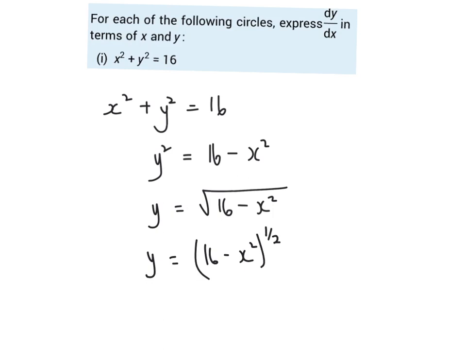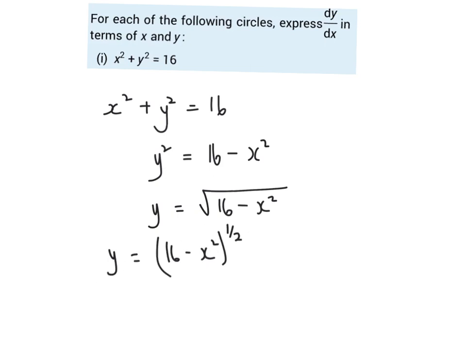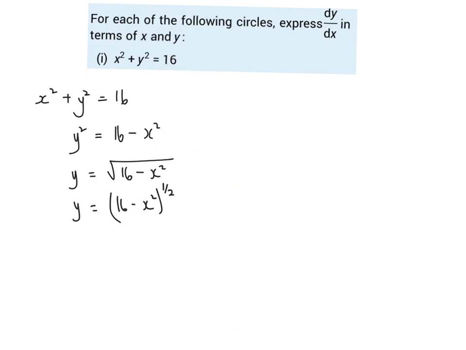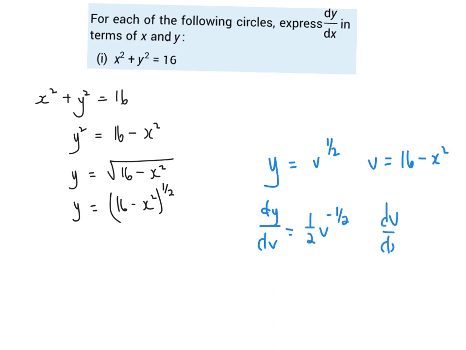Now, this method is fine for an equation like this, where we didn't have any 2x and 2y, it was just a nice simple equation. But now that we have this, we're just going to use our chain rule in order to differentiate. So y is equal to v to the power of a half, where v is equal to 16 minus x squared. So here we have dy/dv is equal to a half v to the power of minus a half, and dv/dx is equal to minus 2x.